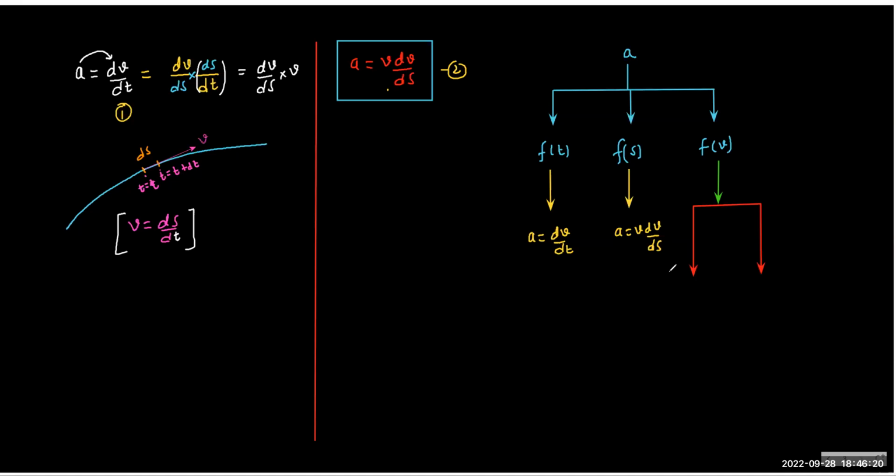So the choice depends on what they expect from us. I can choose either a equals dv by dt, or a equals v dv by ds. You can choose any of it, and that's not a big deal. What I'll do is show you some examples, and we'll see that.